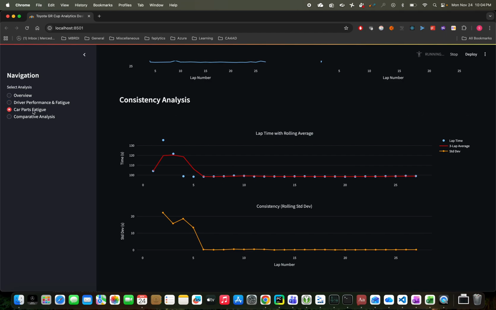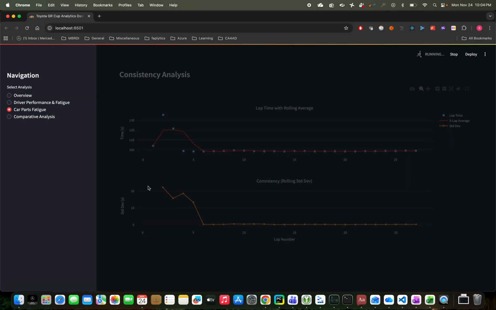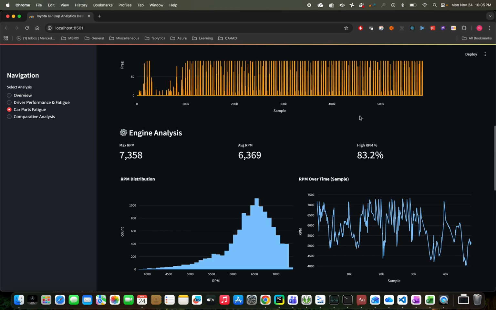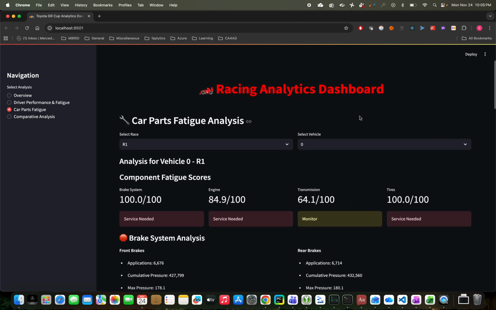Next, let's look at car parts fatigue. This is where, give it a moment, it is still loading. So this is the car parts fatigue analysis. This is where the engineers who have built the car can make good decisions, or better decisions, I would say.